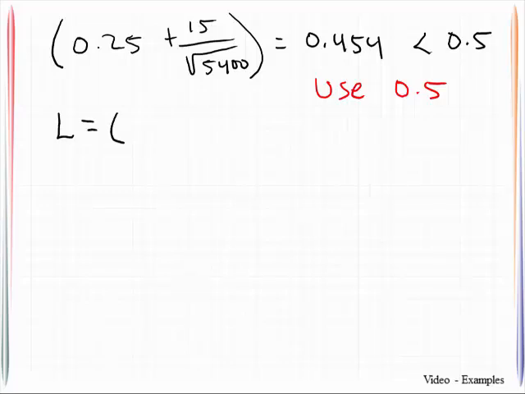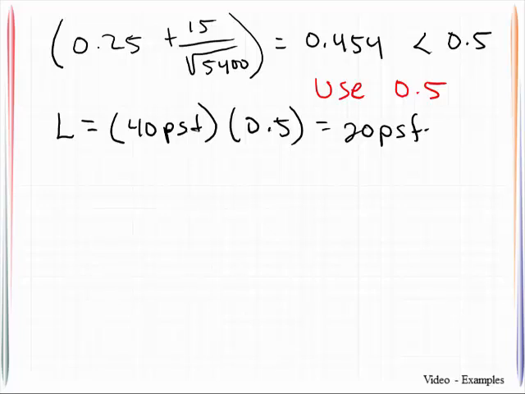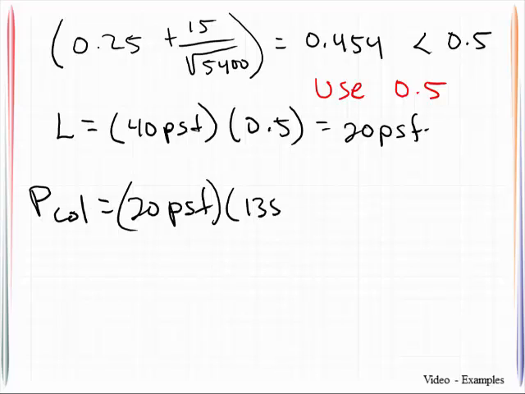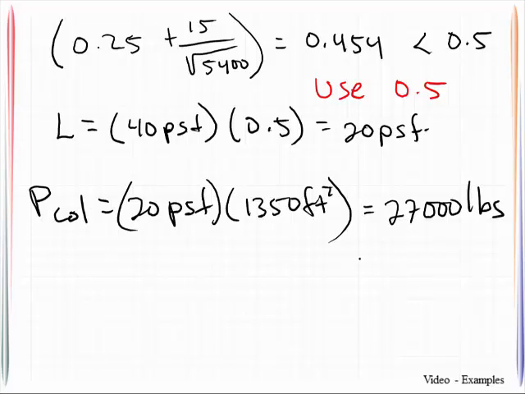So the live load is calculated as the 40 pounds per square foot. We will use that 0.5 reduction factor. That gives us 20 pounds per square foot. And the total load going down on that column, 20 pounds per square foot, multiplied by the tributary area. And there you go. It will compute out to be 27,000 pounds, which is 27 kips. And that concludes this example.